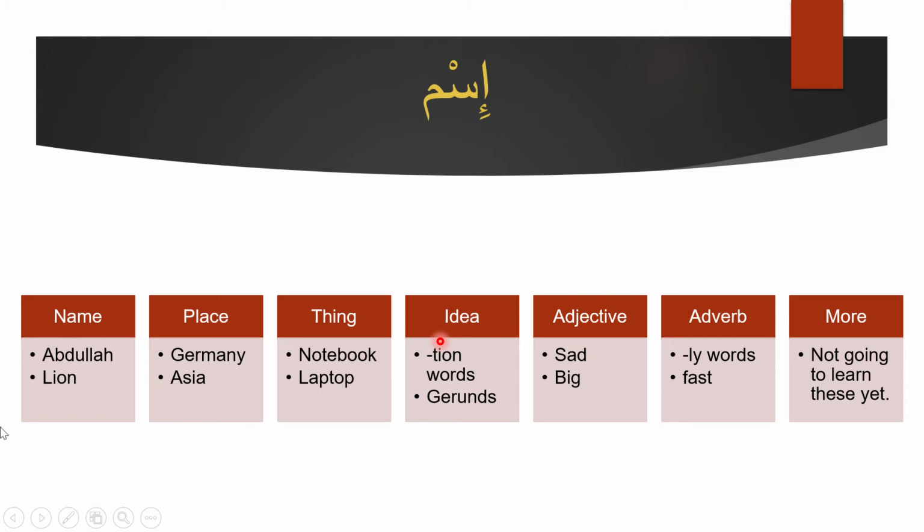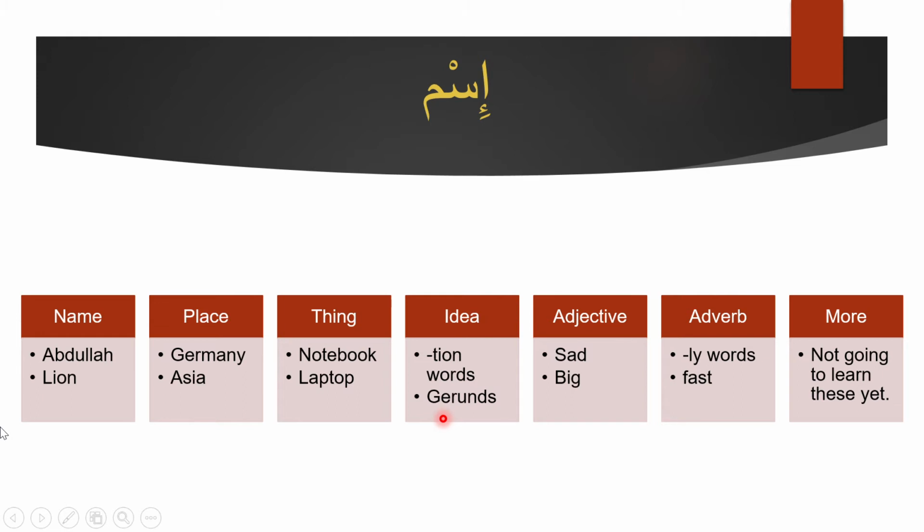It's a concept. That's why I mentioned the "tion" words, the words that end with "tion", like education and many other words like it. All these "tion" words are usually ideas. Okay? And then there are gerunds. If you pay attention in English class, you will learn that gerunds are verbs, but they are used as nouns. Like, for example, I like swimming.